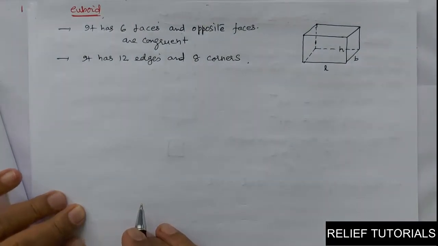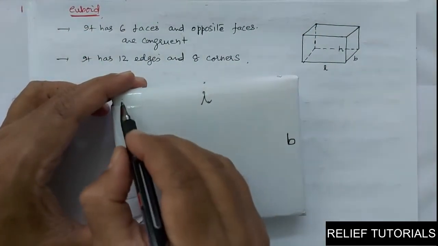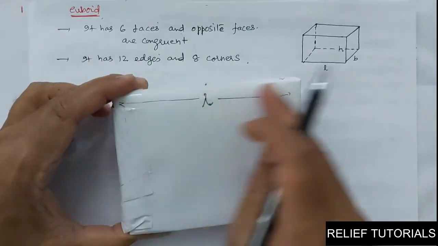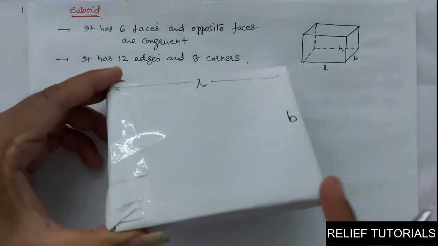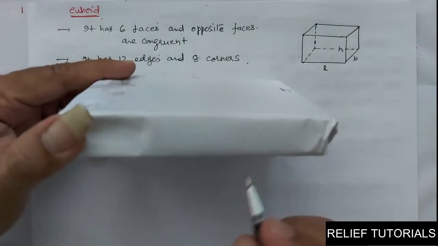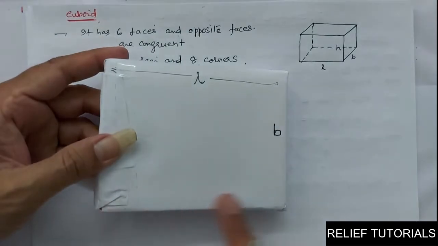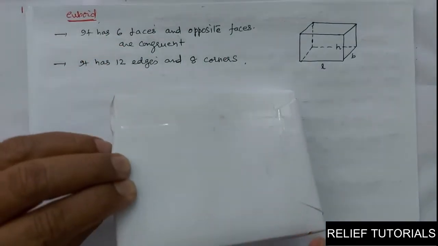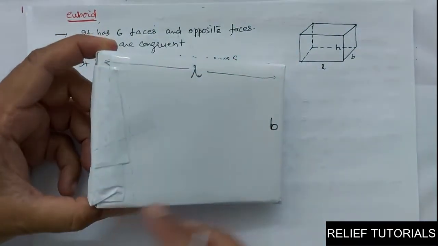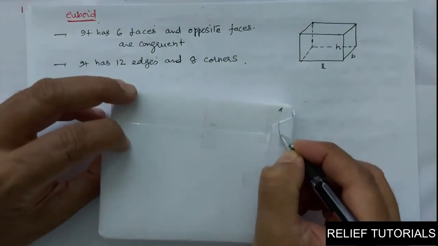Clear? Now see, if we talk about the length, this is length, this is length, 1 length, 2 length, 3 length, 4 length. This is also length. Clear or not? So it has 4 lengths. And breadth 1, 2, similarly this 3, this 4. So it has 4 breadths. This is also breadth.